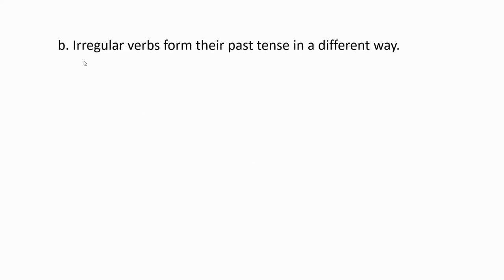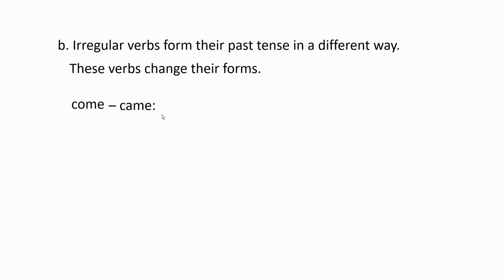Let's move on to irregular verbs. Irregular verbs form their past tense in a different way. These verbs change their forms. For example, come becomes came. So we don't add D or ed. Instead, we change the spelling. Come becomes came. Example sentence: she came to my house last night.